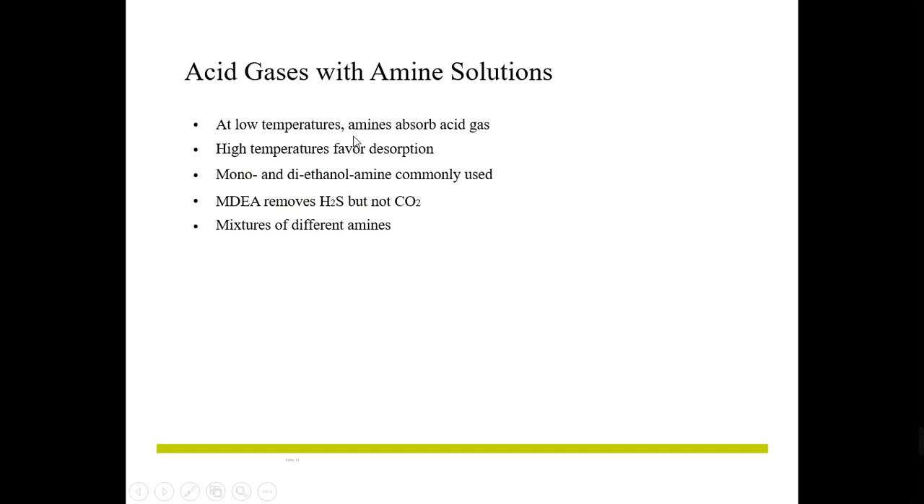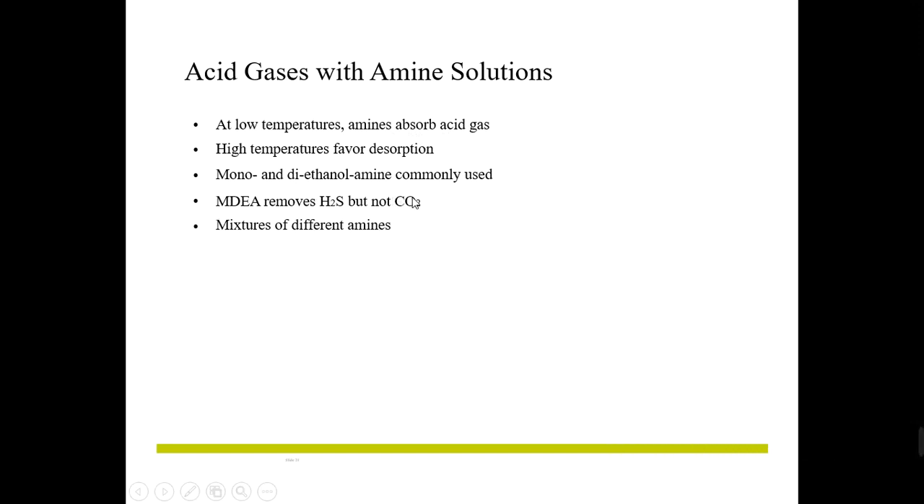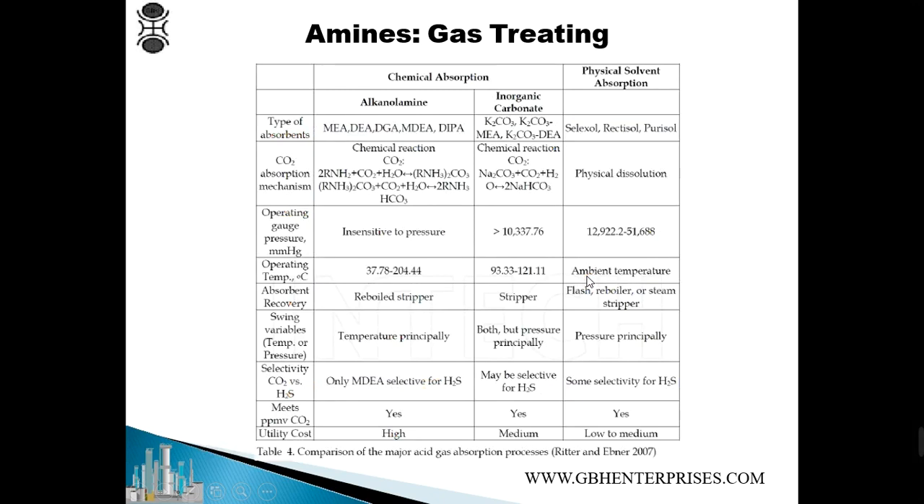And at low temperature, the amine absorbs the acid gas. So temperature also plays a very good role in the process of removing the H2S from the gas. If you have a high amount of CO2, you should not use MDEA because it's not going to remove all of the CO2. It's quite selective. So monoethanolamine and diethanolamine are the most commonly used, and high temperature favors desorption. So these are some of the methods.